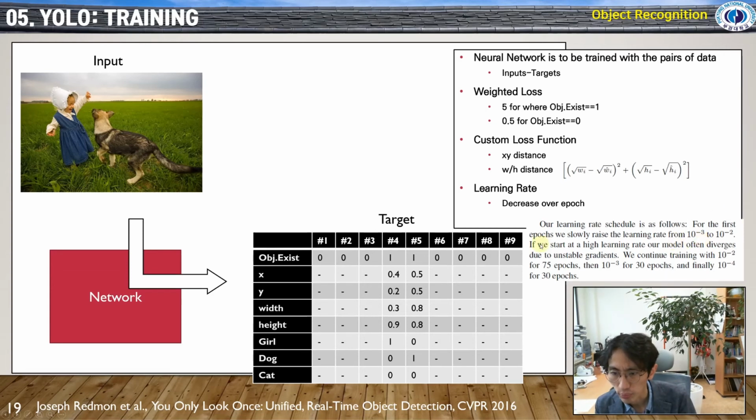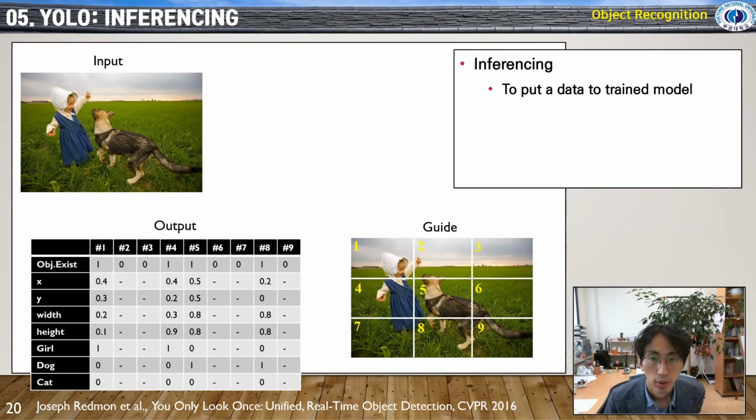Initially the learning rate is like this, and as the epoch increases, as you see, finally the learning rate becomes 0.000001, right? Okay, so we are about to finish.